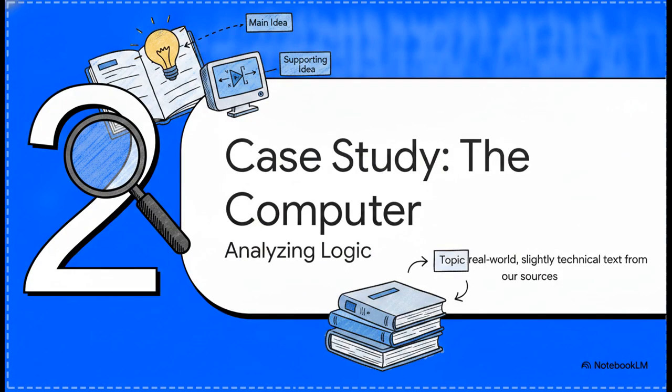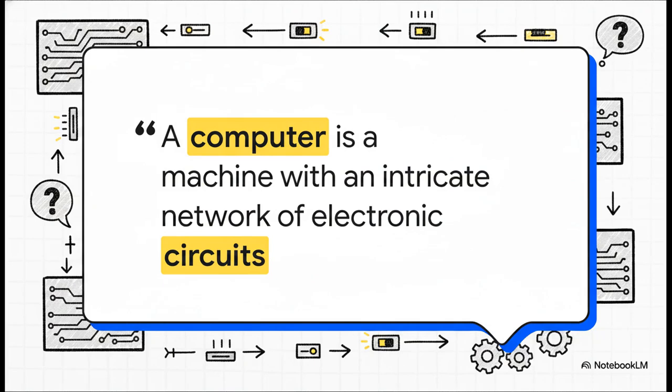Moving right along to section 2, case study, the computer. Let's look at our source text. It kicks off with this line. A computer is a machine with an intricate network of electronic circuits that operate switches or magnetize tiny metal cores. Whew! Okay, keeping in mind we're looking at a foundational text here with some slightly vintage terminology, it's pretty dense, right? Well, let's break it down together.